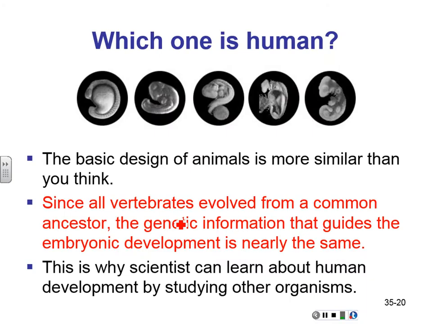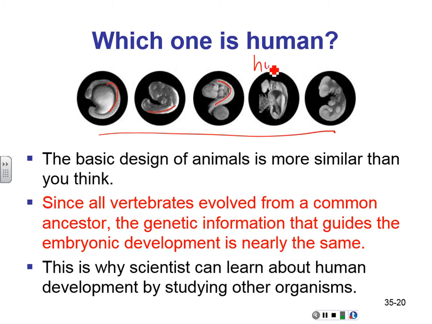I just wanted to mention real quick, basically that the animals develop more similarly than you think. Since all vertebrates, meaning you have a backbone, evolved from a common ancestor, the genetic information that guides this embryonic development is nearly the same. What they're trying to say is there's a very unique set of developmental genes, and if you are a vertebrate, then you develop in the same pathway or the same plan pretty consistently. And that's why all of these embryos look very similar.